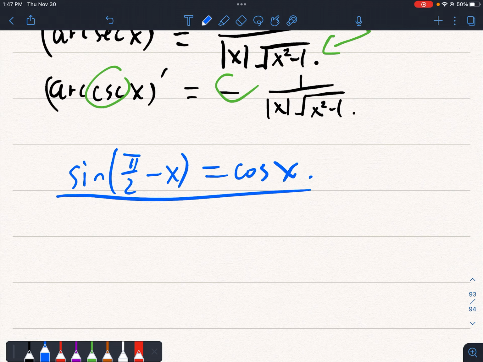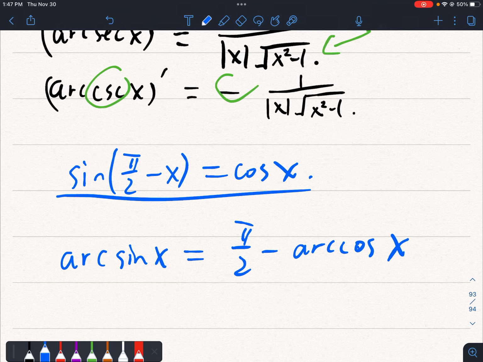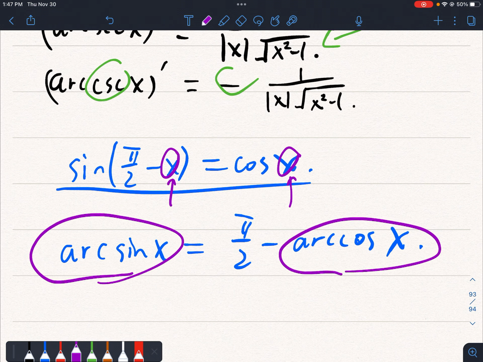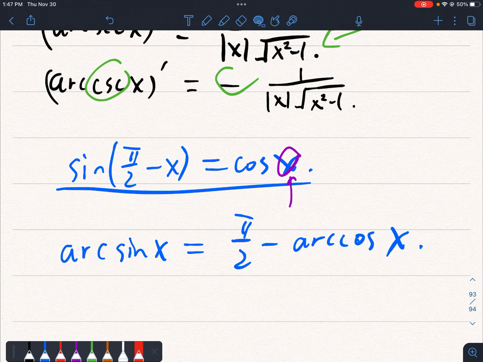But the point is that we know, for example, that sine of pi over 2 minus x is equal to cos of x. So if you play with this, you will see that arc sine of x must be equal to pi over 2 minus arc cos of x, okay? Because they have this relationship. Here, x is the angle, and arc sine and arc cos are both angles. So you can see they have the symmetry, right? Their sum should be pi over 2. So then you get this.